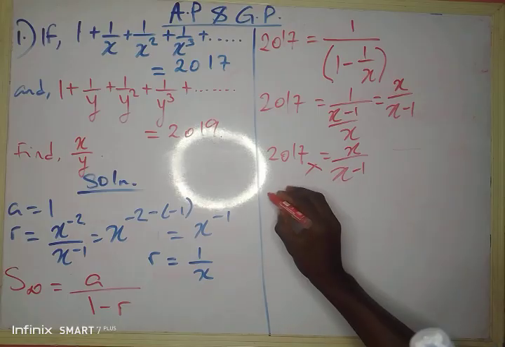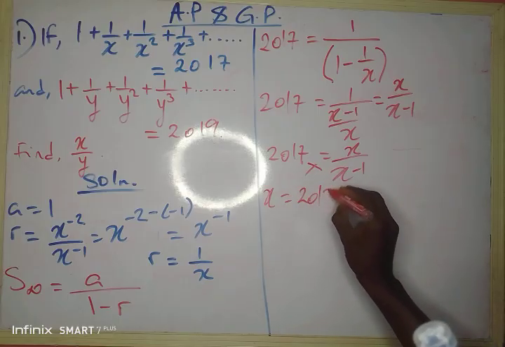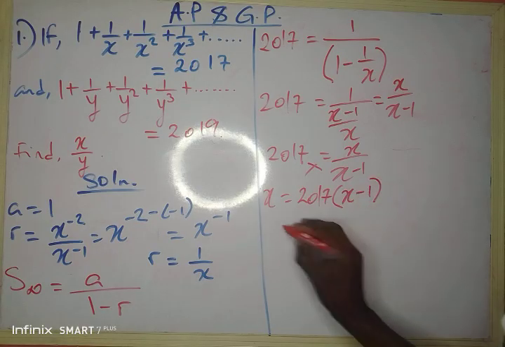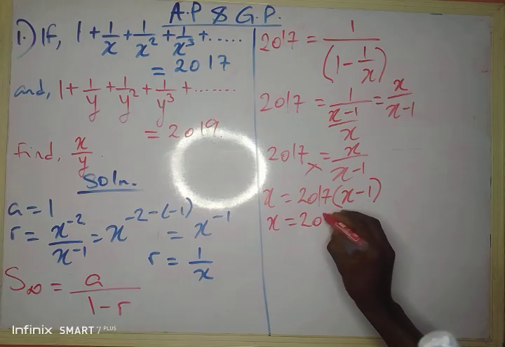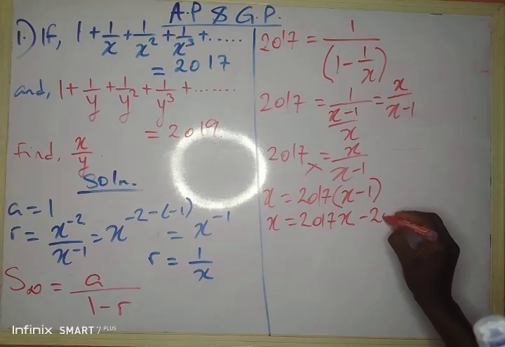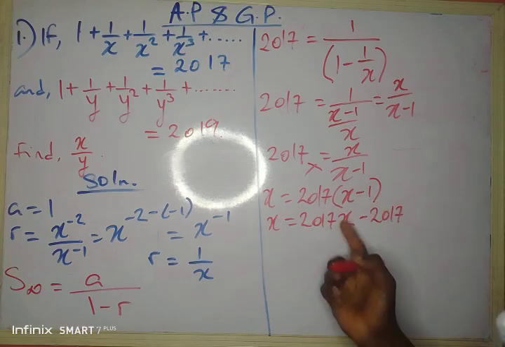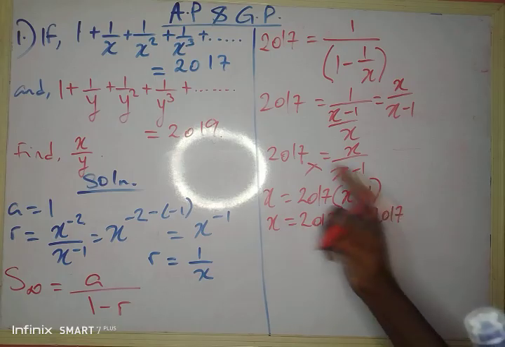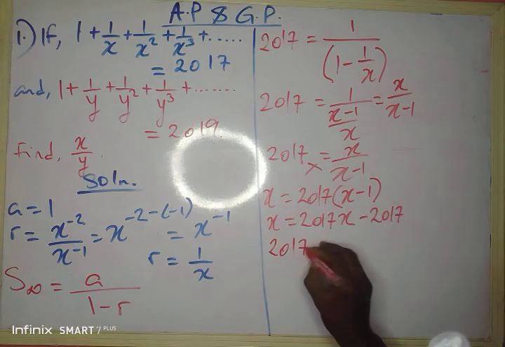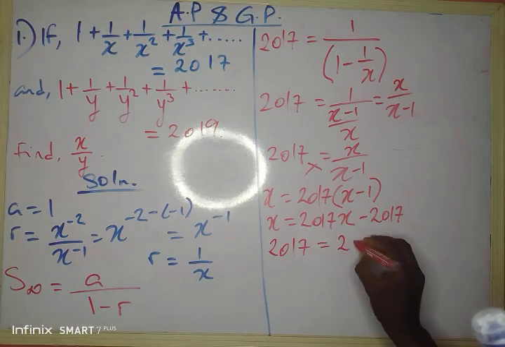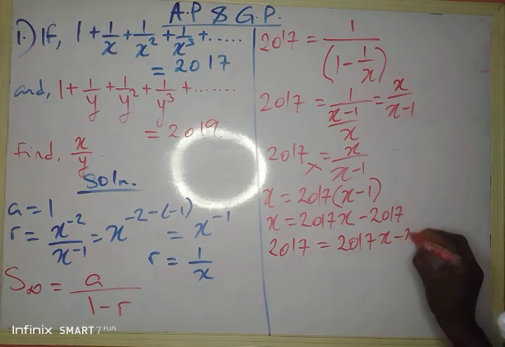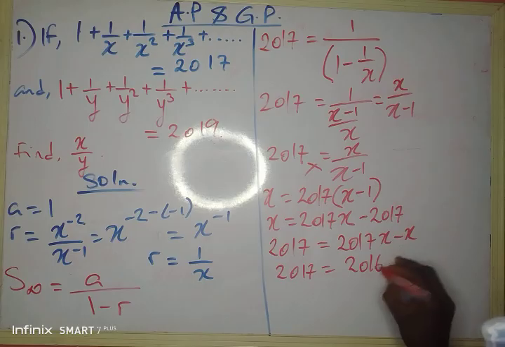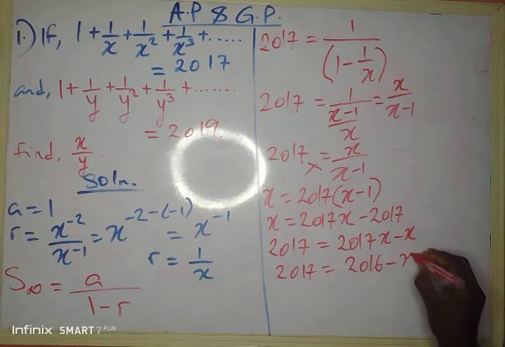So I can say 2017 equals x over x minus 1. If I cross multiply, I can say x equals 2017 into brackets x minus 1. Isn't it? Yes. So I can say x is then equal to 2017x minus 2017. That's if I open this bracket. From here, collect like terms. Bring this one here and bring this 2017. That means 2017 equals 2017x minus x. So that's 2017 equals 2016x.